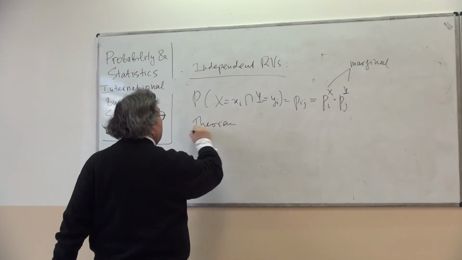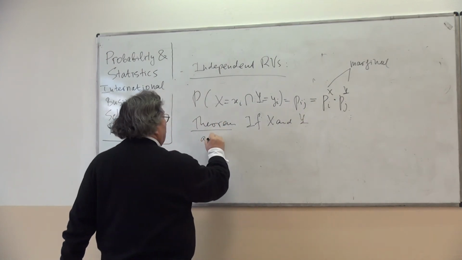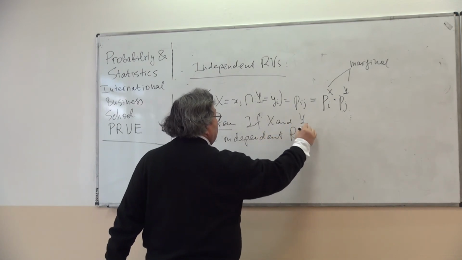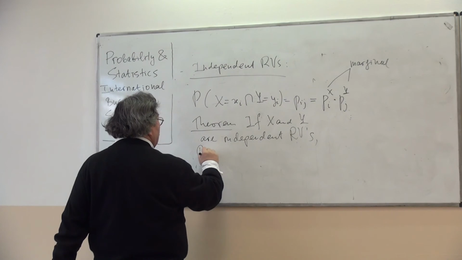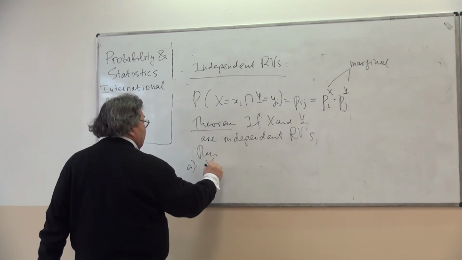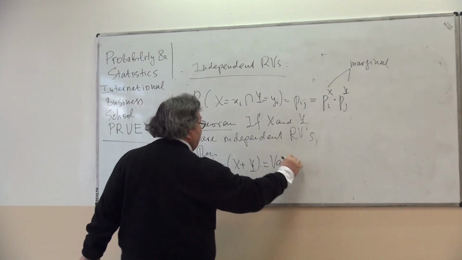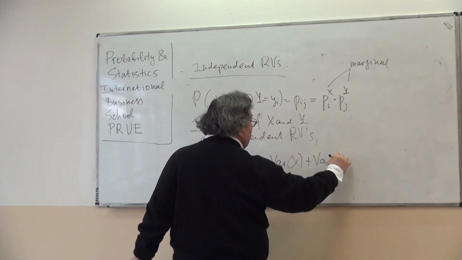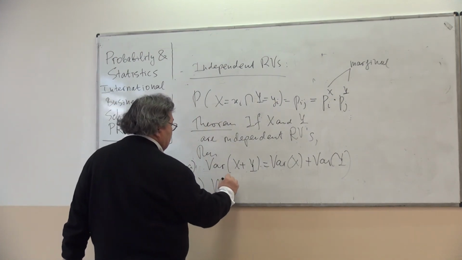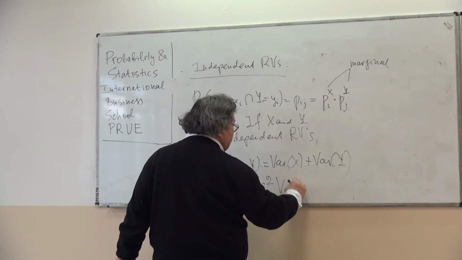So, theorem: if x and y are independent random variables, then A, the variance of x plus y equals variance of x plus variance of y. Okay, B, the variance of c times x equals c squared times the variance of x.